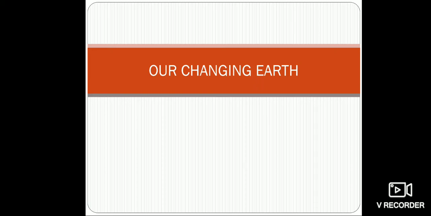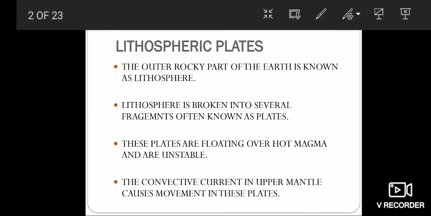Hello students, today we are going to study the chapter named Our Changing Earth. So let's begin. Before we start this chapter, we must know what lithospheric plates are. The outer rocky part of the earth is known as the lithosphere, and the lithosphere is broken into several fragments often known as plates. And these plates are floating over hot magma and are highly unstable.